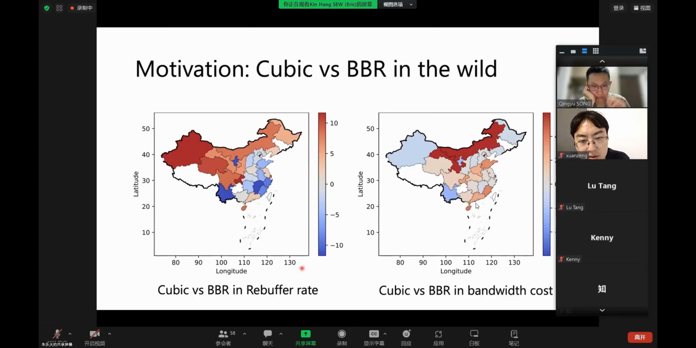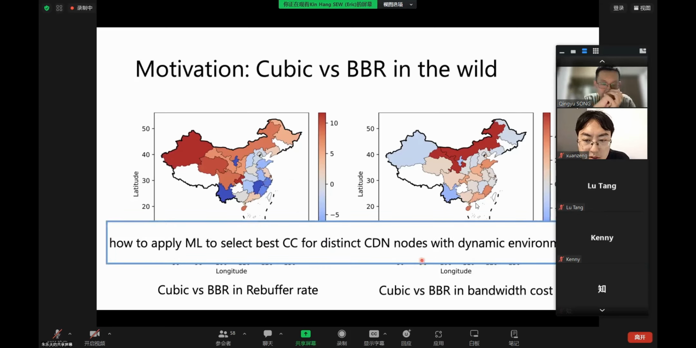From the figures, we can observe that different regions have varying results. There is no standard algorithm that can achieve better performance in all the regions. Since one CC for all yields suboptimal results due to the diversity of CDN environments, there is a question of how to apply machine learning to select the best CC for distinct CDN nodes with dynamic environments.